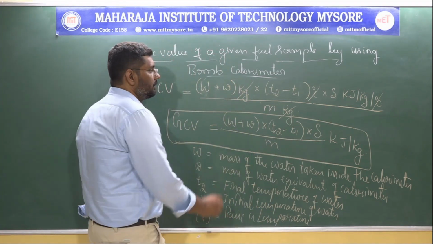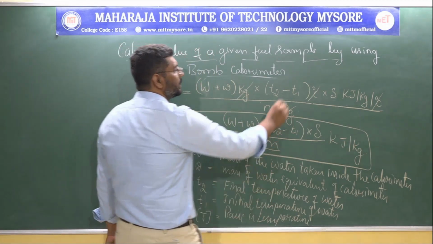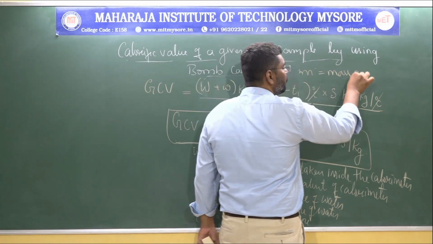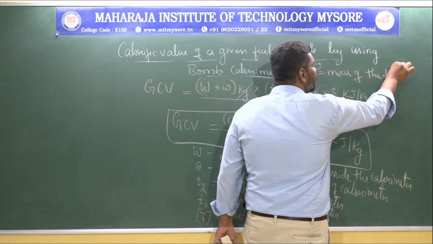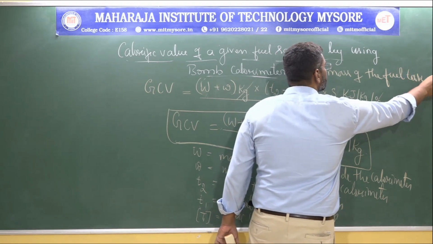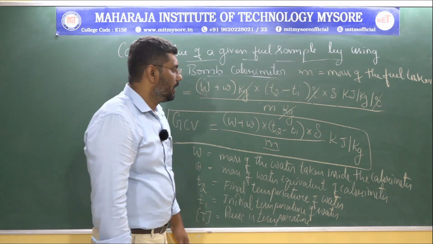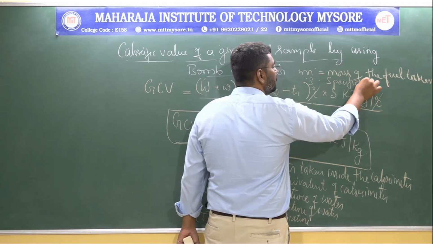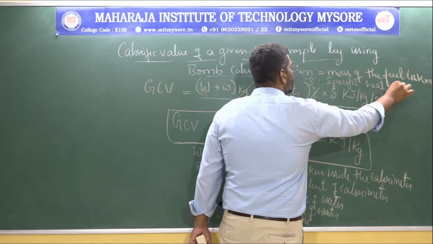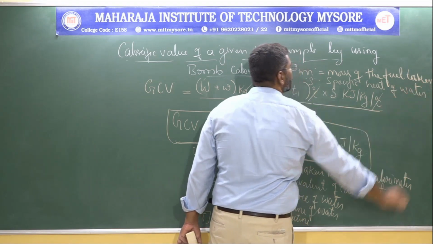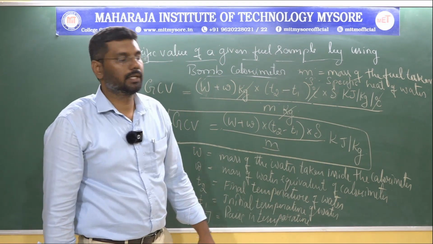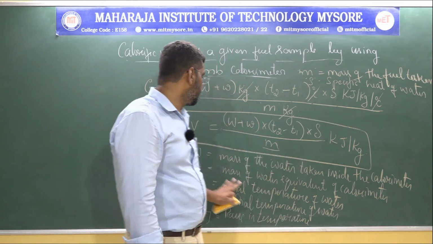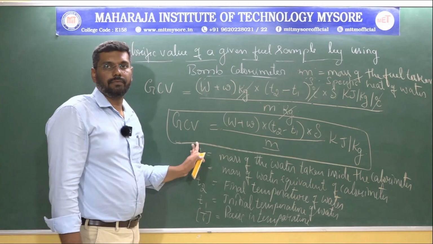Next, small m is nothing but the mass of the fuel taken. It is also expressed in kilograms, as I told. And S is the specific heat of water, because we are condensing back the byproducts in case of GCV, and hence we are multiplying this by specific heat. So this is the expression to calculate GCV.